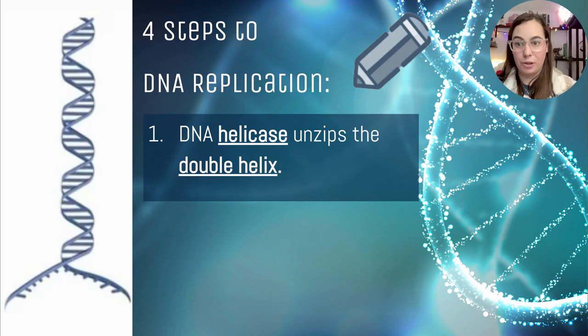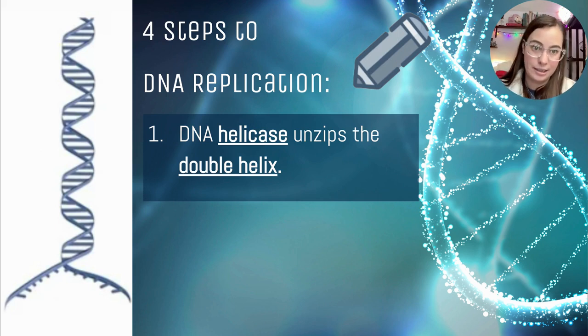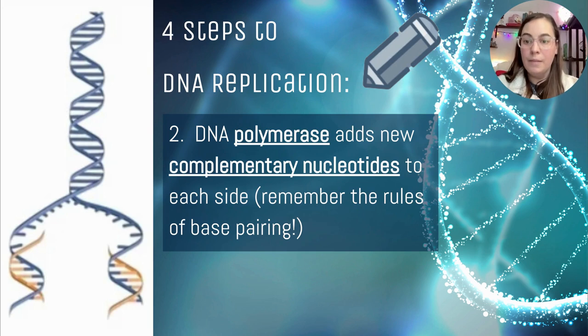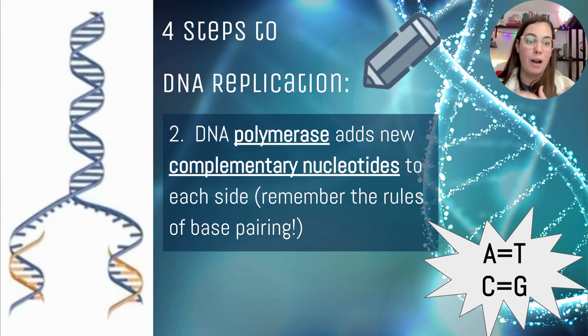We have 4 steps for this process. First, DNA is unzipped at the replication fork by an enzyme called DNA helicase. Hydrogen bonds between those nitrogenous bases are broken so that the molecule can open up. This leaves the nitrogenous bases available to serve as a template. So step 2, DNA polymerase adds in new complementary nucleotides to each side. We use the base pairing rule here to build a strand of DNA that is complementary to the original template strand. A bonds with T, C bonds with G.